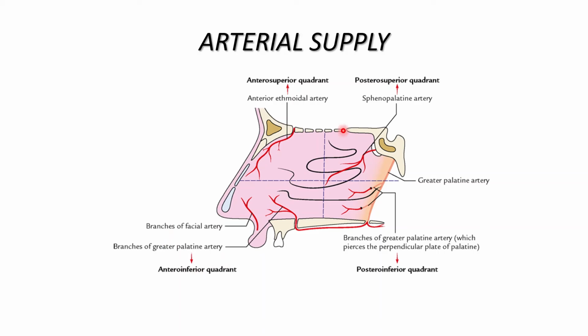The posterior-superior quadrant is supplied by the sphenopalatine as well as the greater palatine arteries, and the posterior-inferior quadrant is supplied by the branches of the greater palatine artery, which pierces the perpendicular plate of the palatine bone seen here. So this is about the arterial supply.